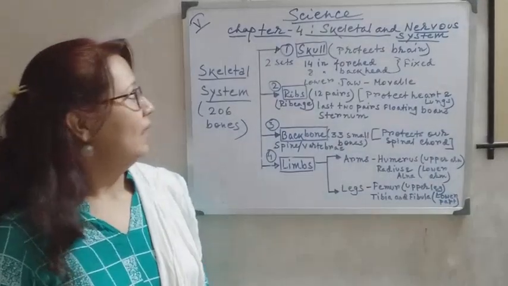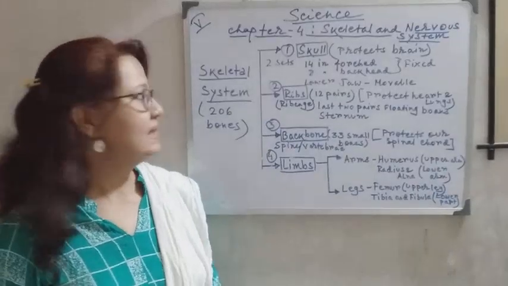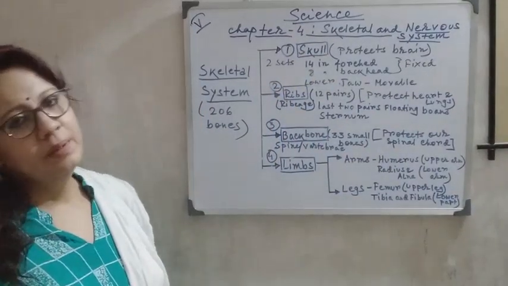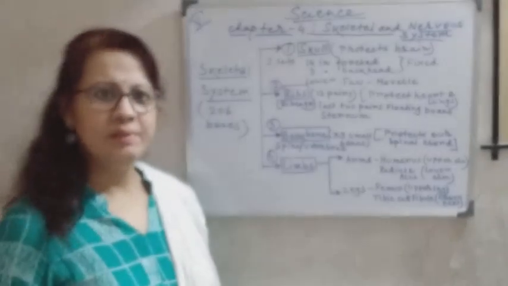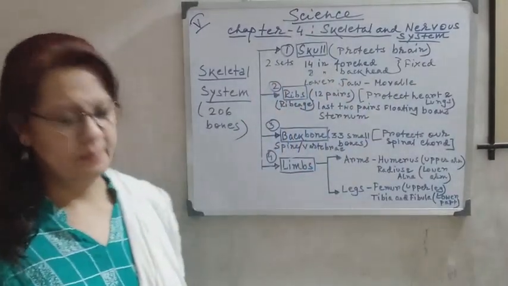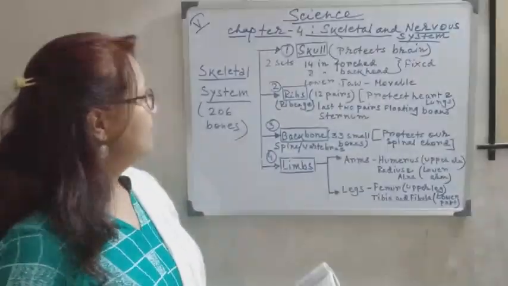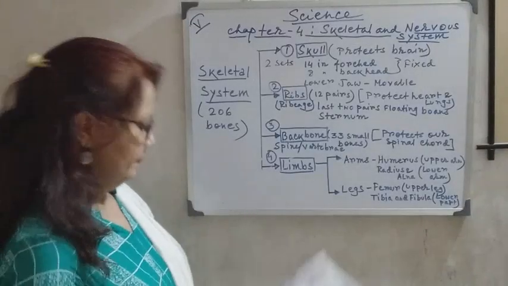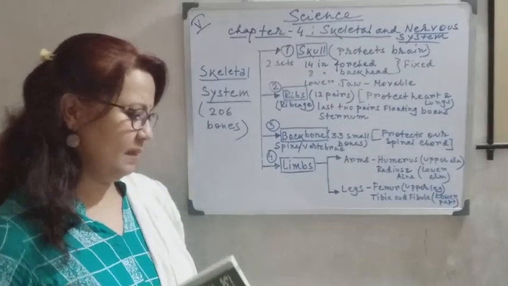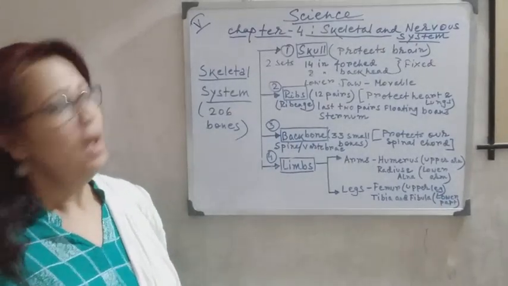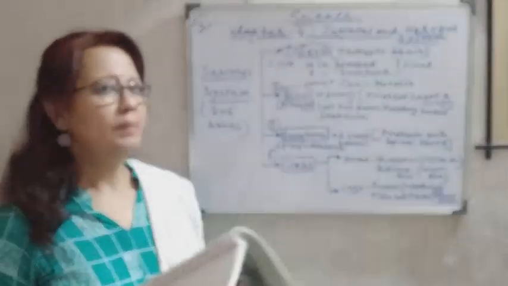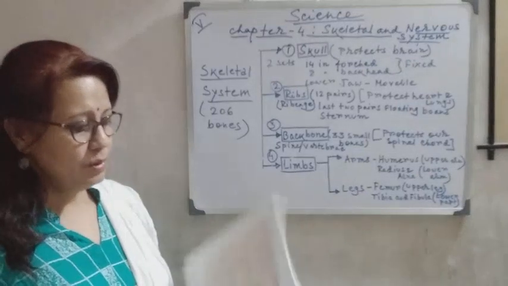Class 5, and now I'll start science class. In your previous class we already started chapter 4, skeletal and nervous system. We already learned about the skeletal system and different organ systems too, and we learned that different organs make a particular organ system.